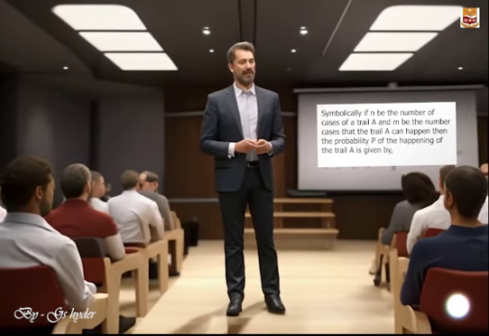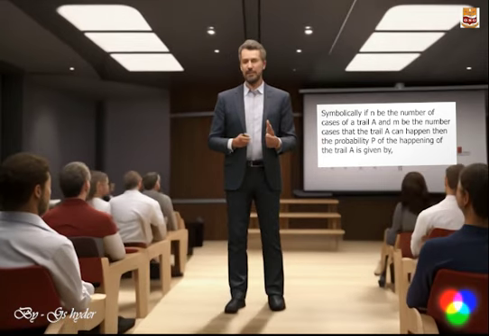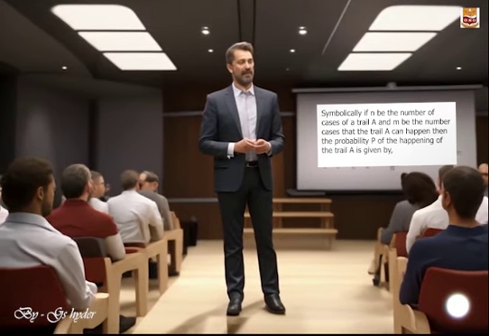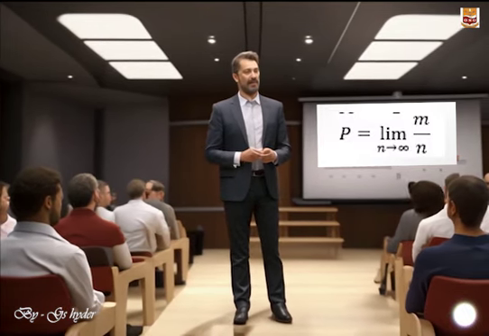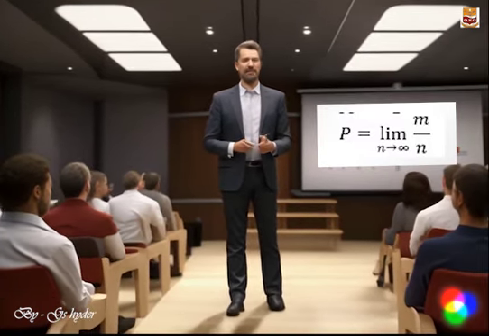Symbolically, if n be the number of trials of A and m be the number of times that the event A happens, then the probability p of the happening of A is given by p is equal to limit as n tends to infinity of m divided by n.